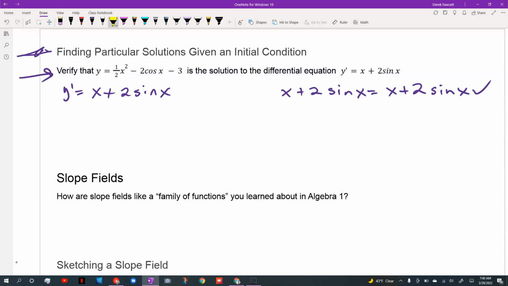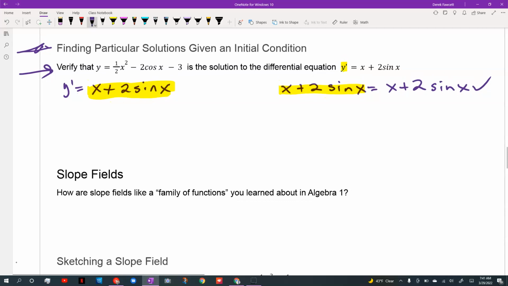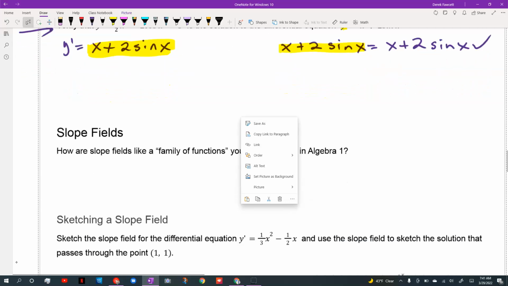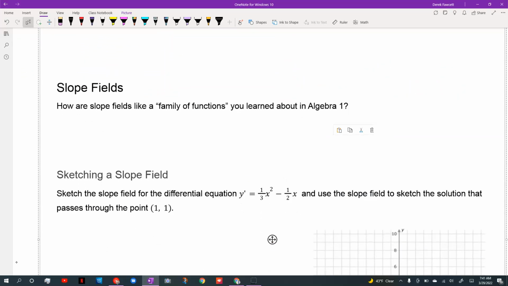You do show that it verifies, because when we find the derivative, you get x plus 2 sine of x. So we're going to plug it right in there. So x plus 2 sine of x is equal to, as you can see, x plus 2 sine of x. So we verified that that is the solution to the differential. Okay. That's very straightforward. Just wanted to do one more example, but getting into, again, we will do an example here, finding particular solutions with an initial condition.